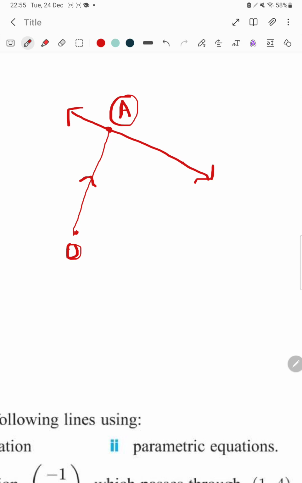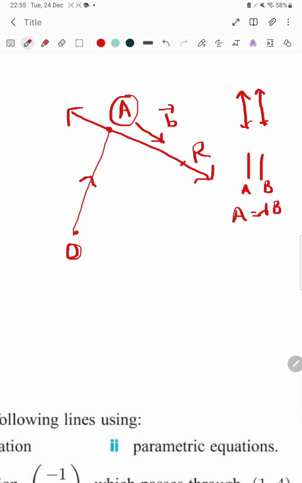Now the second point, a random point I am taking on the line, is R. It is a general point. Then for the direction of this line, there is a vector which is parallel to this line, and that vector is b. Now we know if two lines are parallel, they have equal slopes, but in vector form, if two vectors are parallel, then one vector can be written as a scalar multiple of the other. Here this lambda is a scalar value.